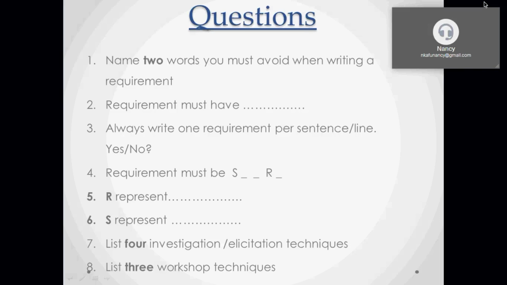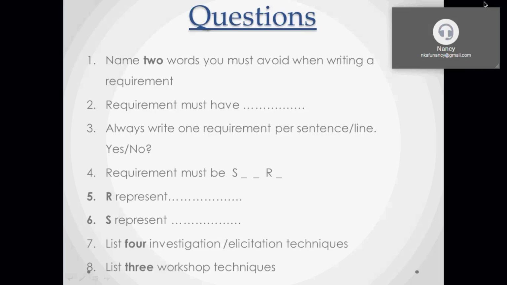Okay. So, name 2 words we have to avoid. You have etc, other, some. Second one, your requirements must have what, yes, please? Your requirements must have priority. That's correct. Number 3. Always write 1 requirement per sentence line, yes or no? I know we discussed it. Yes, everyone, correct.